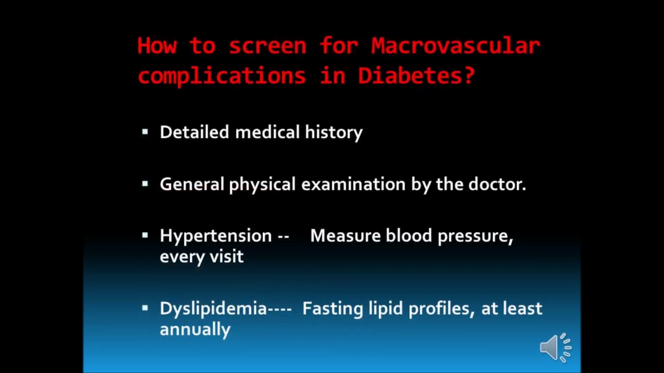How to screen for macrovascular complications in diabetes? In other words, how to detect them? Well, it is by taking a detailed medical history by the doctor, a general physical examination, again by the doctor, hypertension, which is detected by measuring blood pressure every visit, dyslipidemia, or abnormal blood cholesterol levels, is detected by measuring fasting lipid profiles, which is done at least annually.